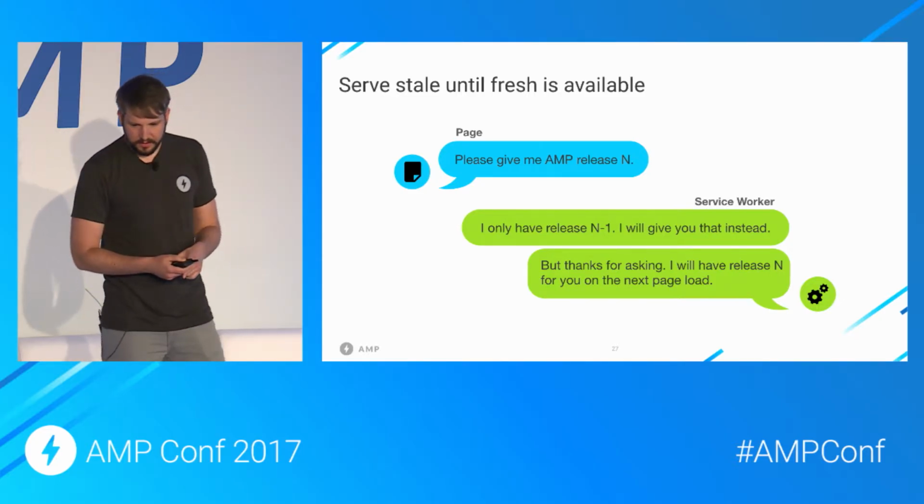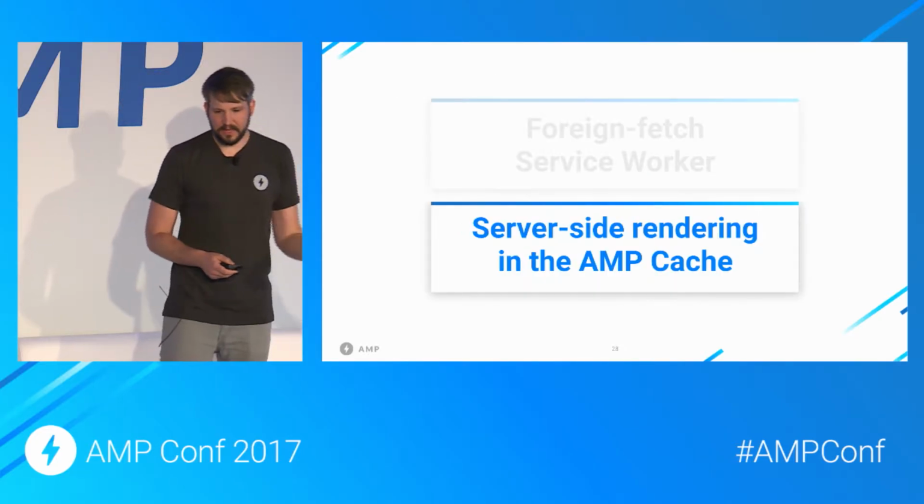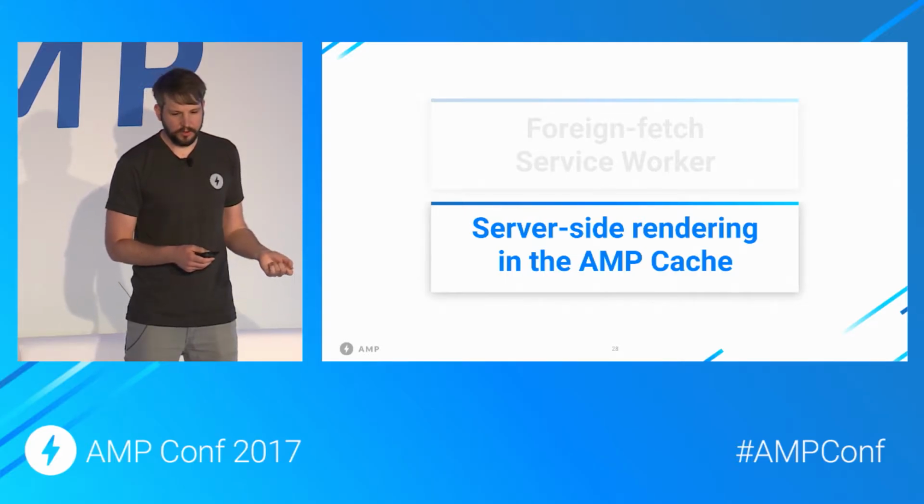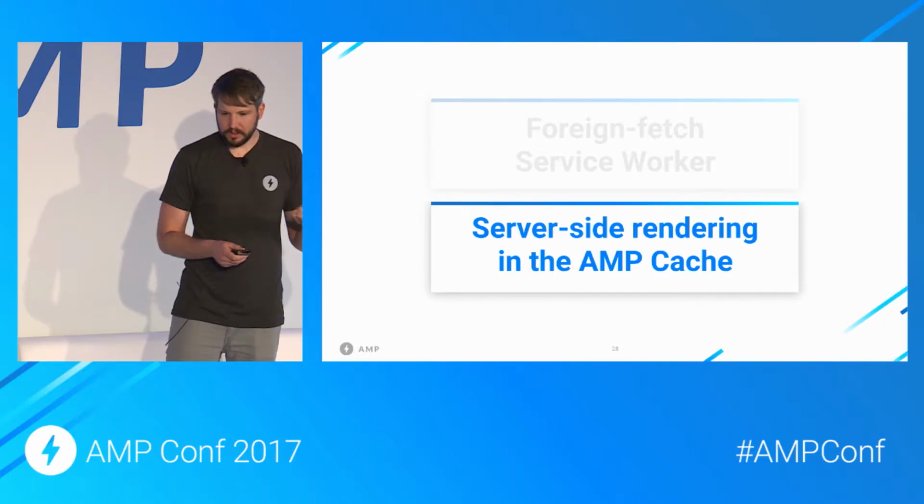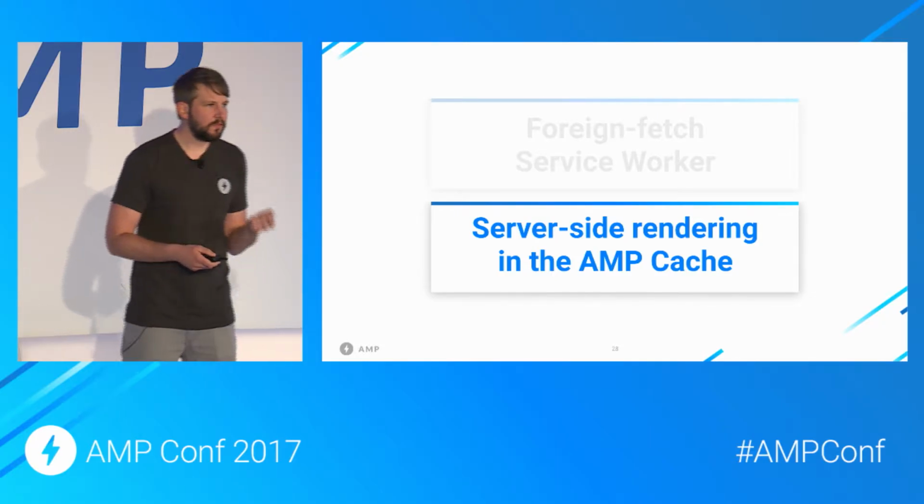All right, so that's the first one. The second one is server-side rendering on the mcache. To understand what this is, we have to look at the flow, what is actually happening in the browser when you load an AMP page. Obviously, the browser has to load the page. There's really no way around this.